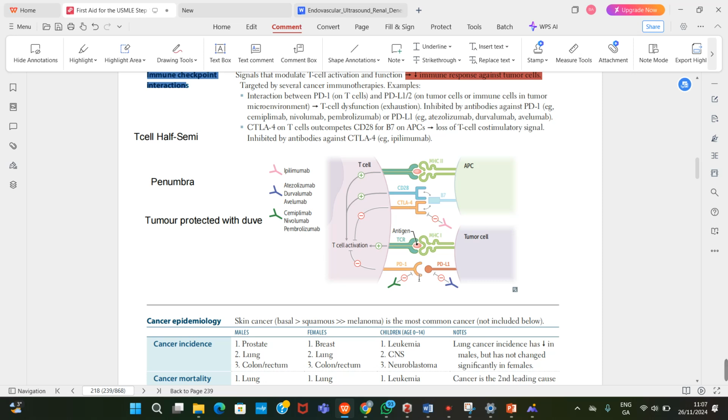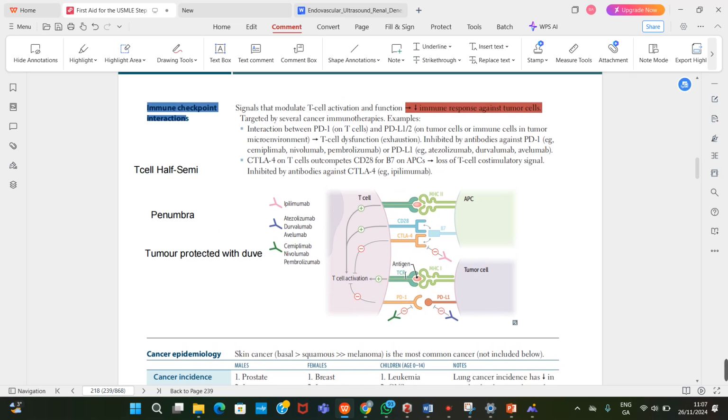Does it make sense for us to develop a drug that can bind to PD1 and block it? Yes, because you don't want that interaction to happen. Does it make sense for us to develop a drug that blocks CTLA4?